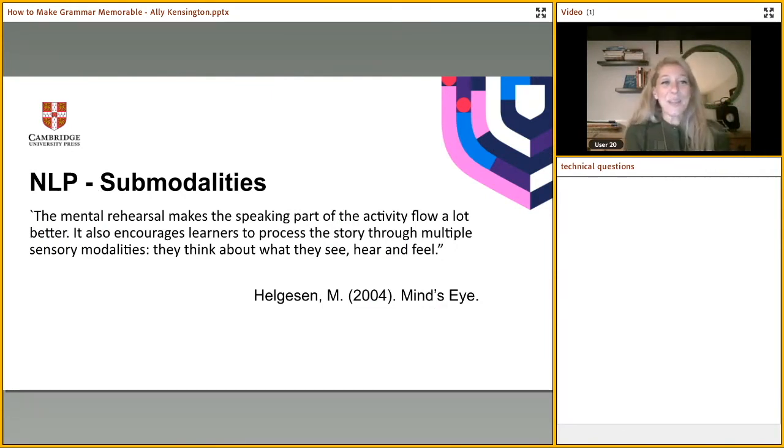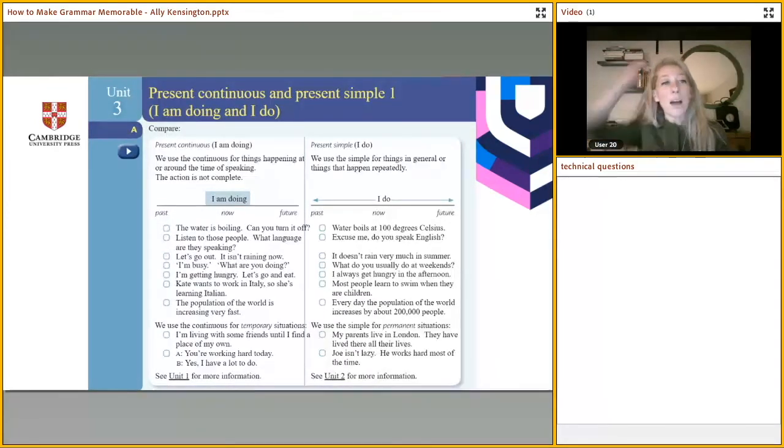All right. NLP submodalities. The mental rehearsal makes the speaking part of the activity flow a lot better. It also encourages learners to process the story through multiple sensory modalities. They think about what they see, hear, and feel. Don't forget, whatever you're teaching, you can teach vocabulary around it, you can teach grammar, you can link everything, and it works like a charm, trust me. And this is from Mind's Eye. And I will be sharing all the references if you want to further the research or further the studies.